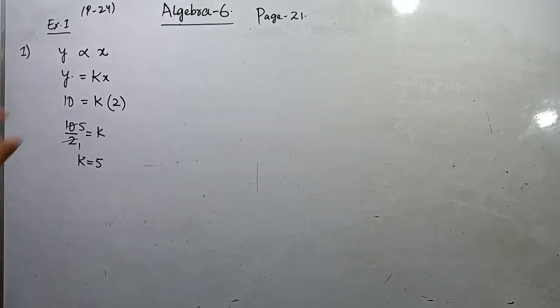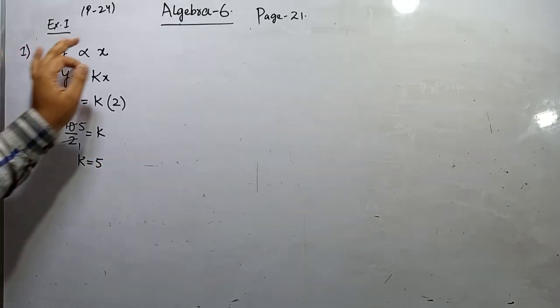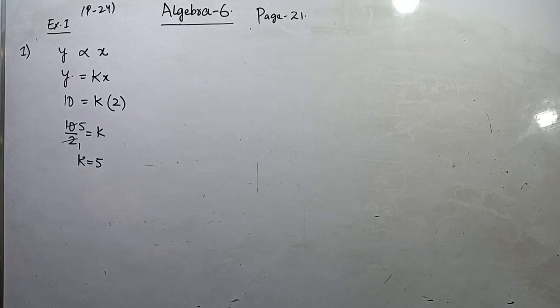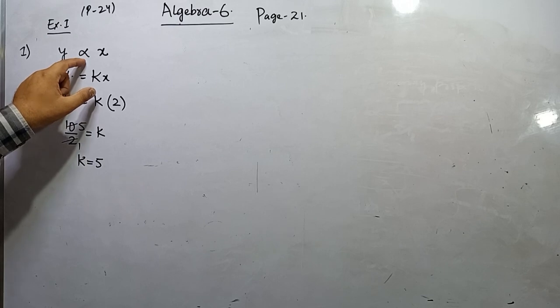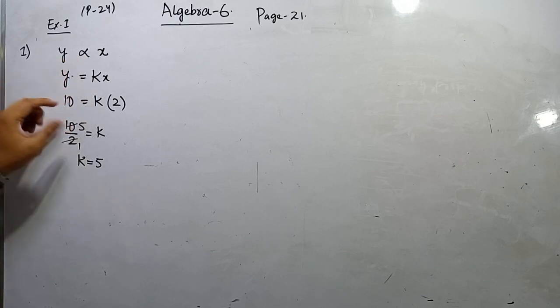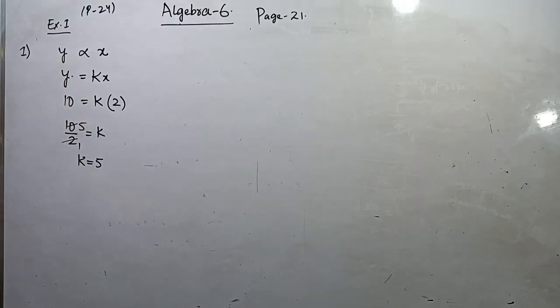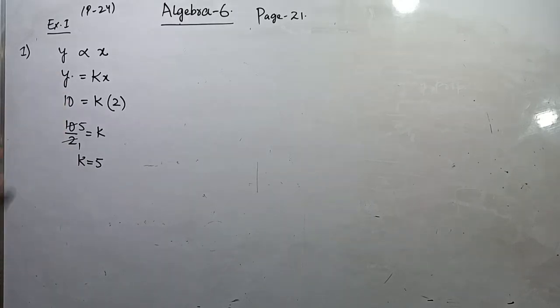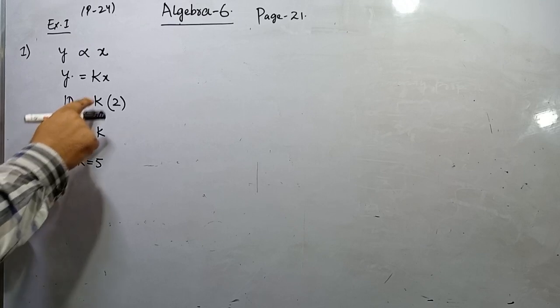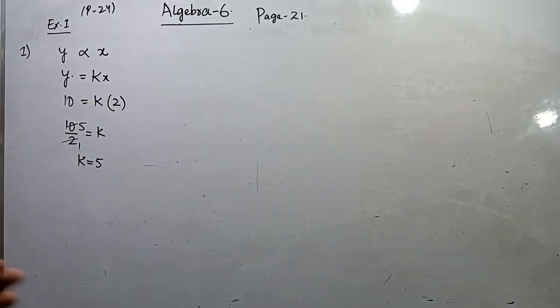Now you can see the first line was y is directly proportional to x. Then what I did, I wrote y equals kx. I removed this proportionality sign. Then in the first line there was the value of y and the value of x. I did the substitution here. I made y equal to 10 and x equal to 2. Then I found the value of k.